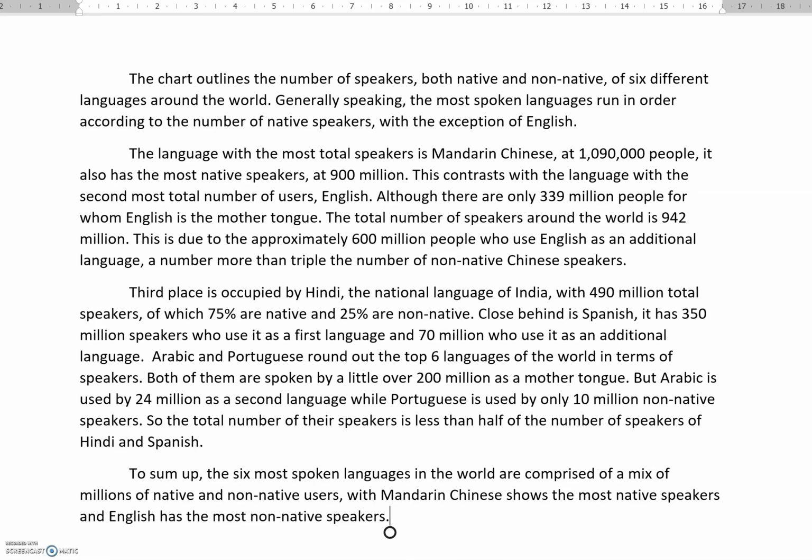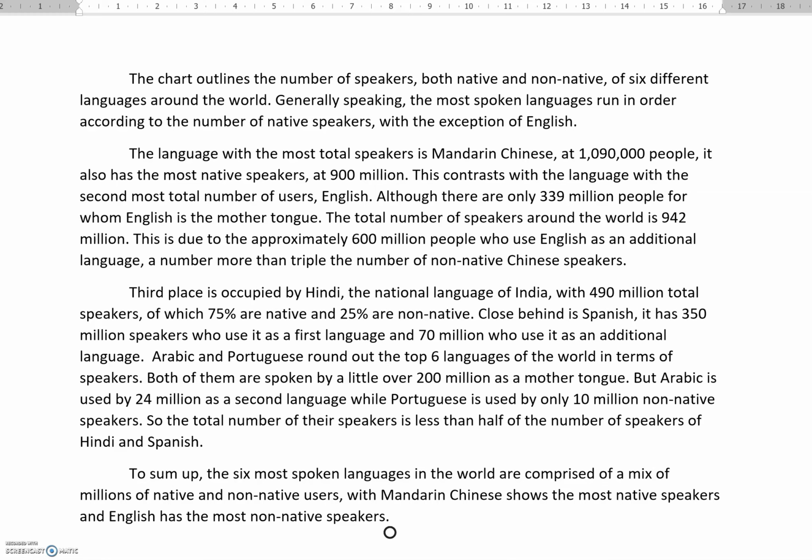So we're going to look at this text, which is a description of a table about the number of speakers of different languages around the world. Have a look at the link to see the table and the information. And we're going to focus on proofreading for sentence structure.